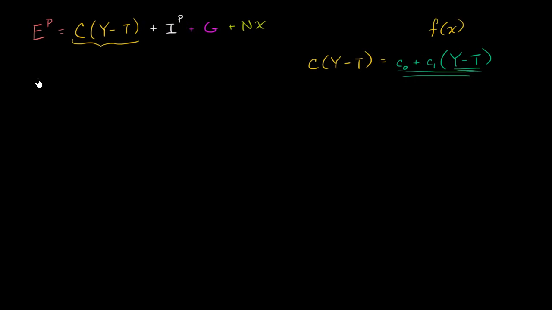So we could substitute this function expression with this stuff in green right over here. So we can say aggregate planned expenditure is equal to, this is our consumption function. So it's equal to autonomous consumption plus the marginal propensity to consume times disposable income, which is aggregate income minus taxes. And then, of course, we have the other terms, plus planned investment, plus government spending, plus net exports.